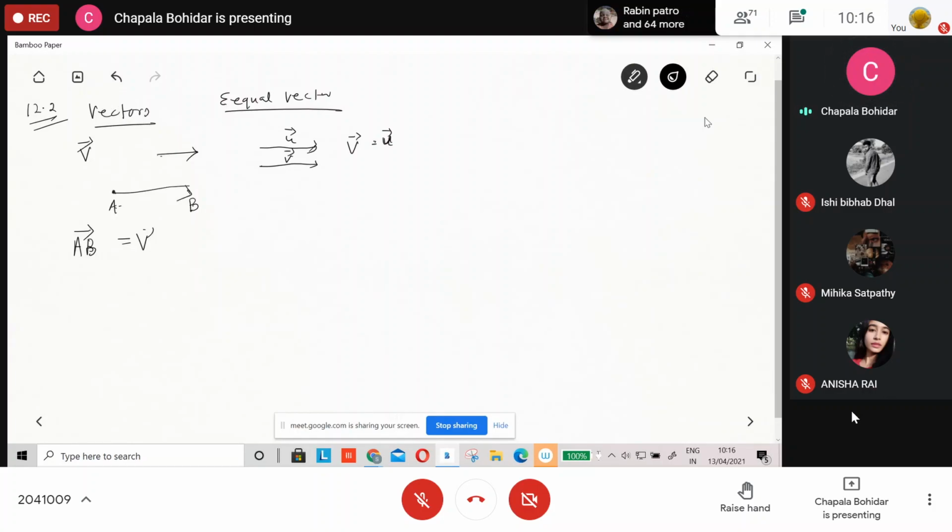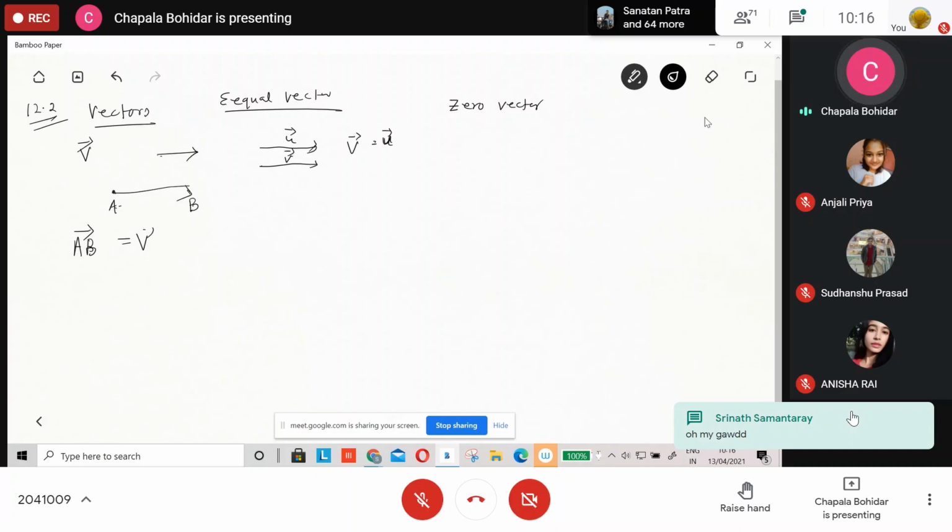Okay, so zero vector. Ma'am, the length is 0. Yes. A vector whose initial and terminal points coincide, that means the length is 0. If the initial and terminal points coincide, it is like a point. The length is 0, with no specific direction.